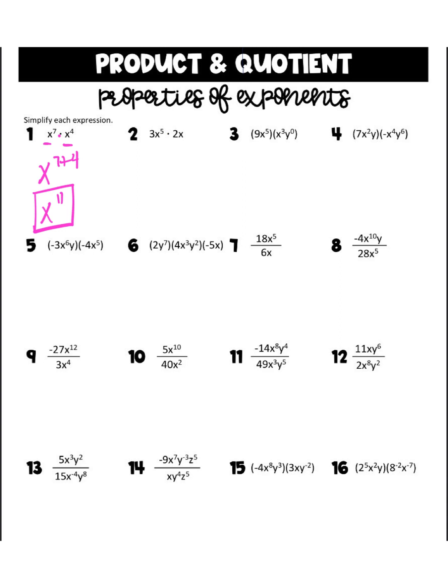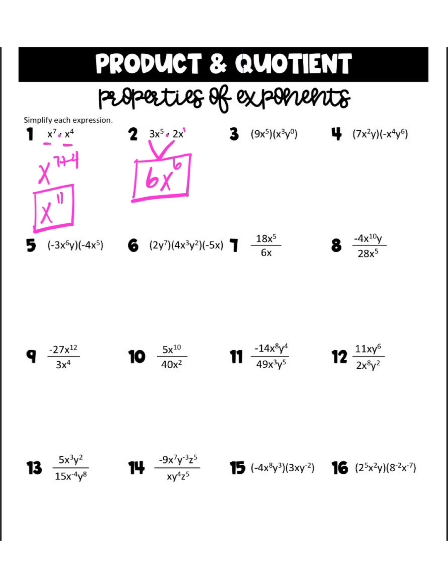Same thing here, when you have parentheses, you're still multiplying, so you still follow the same rules. There were no numbers in front on number 1, so you didn't have to worry about multiplying anything. But on number 2, you're going to multiply the numbers that are out front just like you normally would. So 3 times 2 is 6. And then you have x to the 5th times x to the 1, so you just add those exponents. That would be x to the 6th, and that would be your answer.